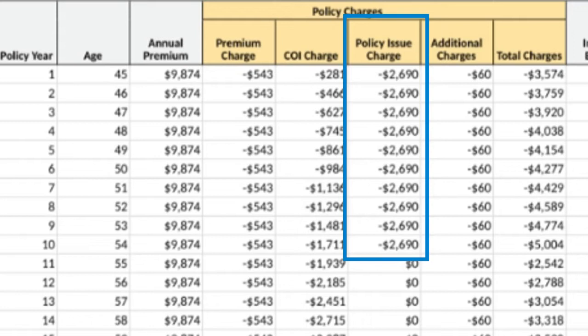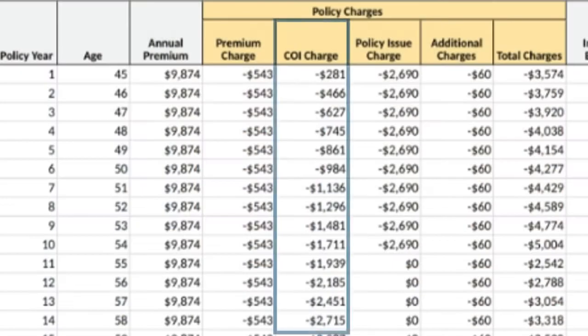$2,690, and that charge is being assessed for 10 years over the surrender charge period of the insurance policy. And this particular policy has a 10-year surrender charge period, but it's not uncommon to see policies with 15 or even a 20-year surrender charge period, in which case that charge would be spread out over 15 or 20 years as well. So now we can go back to the column labeled COI charges, cost of insurance.